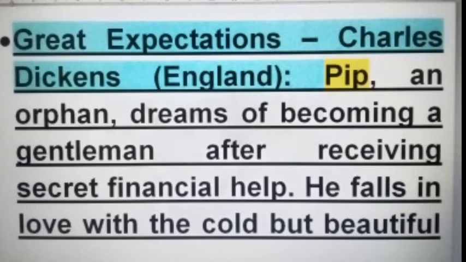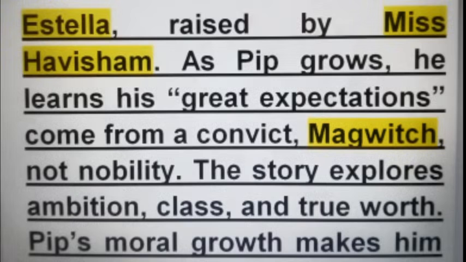The next work is from England. There is Charles Dickens' work, Great Expectations. Pip, an orphan, dreams of becoming a gentleman after receiving secret financial help. He falls in love with the cold but beautiful Estella, raised by Miss Havisham. As Pip grows, he learns his great expectations come from a convict named Magwitch, not a nobility.